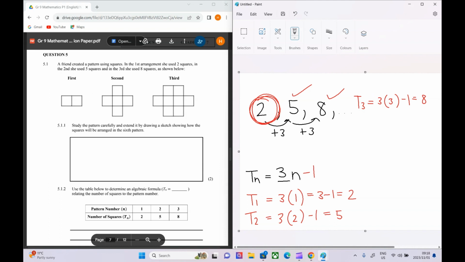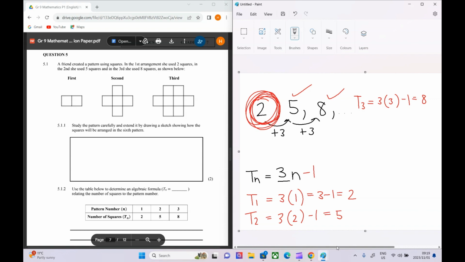Okay, so that's kind of how you work it through. First of all, you always find the difference. That difference goes in front of the pattern number. And then you've just got to find out, do you need to add something, take away? Sometimes you don't have to do anything, but usually you do have to add or take something away to get back to your number of squares.